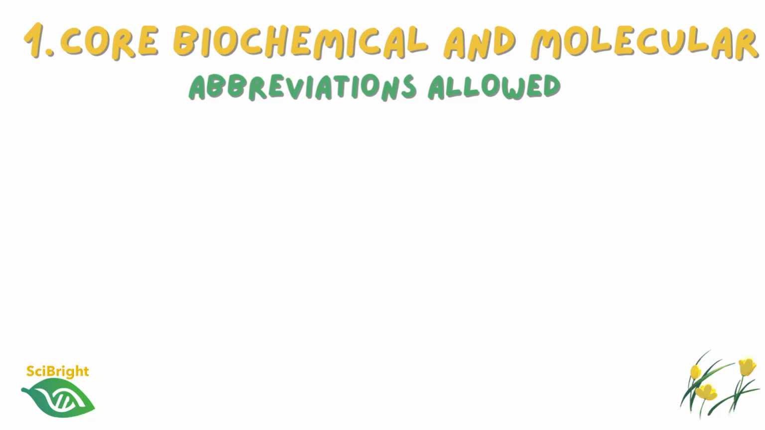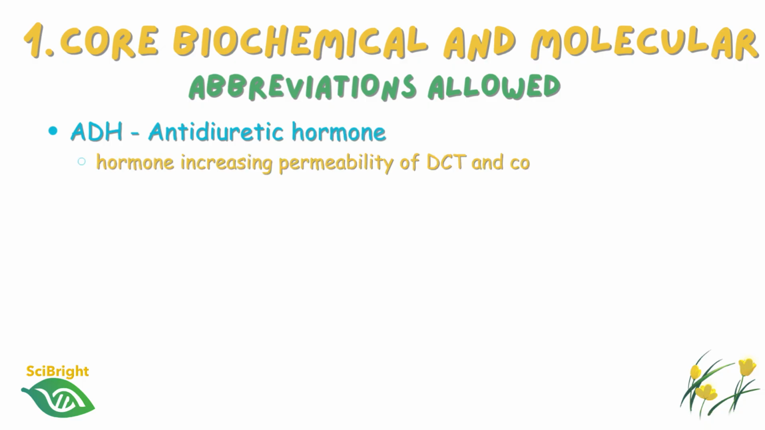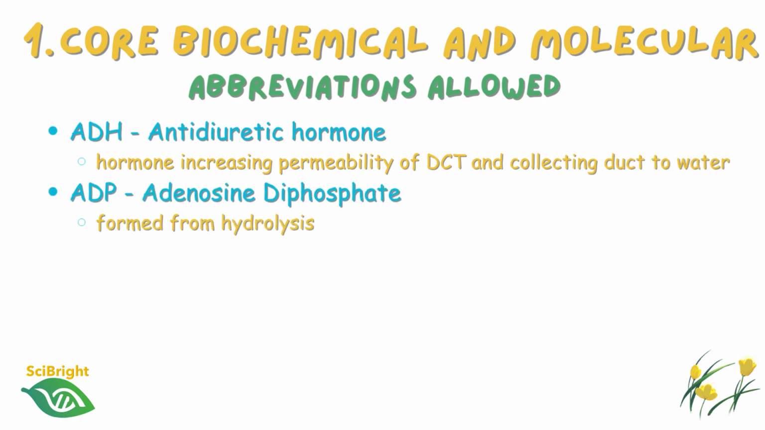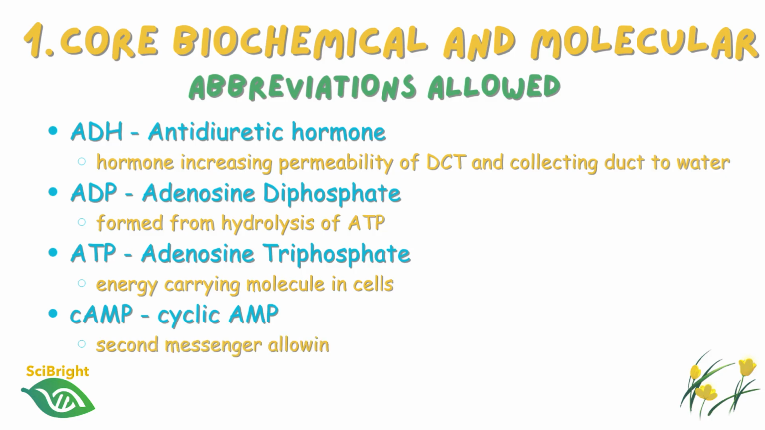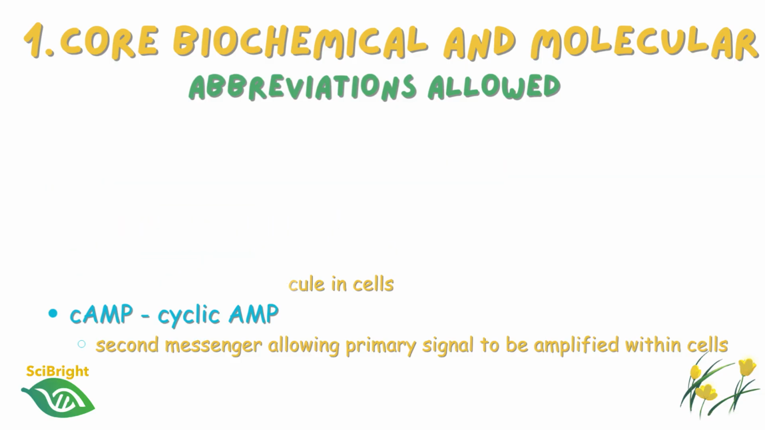Our first group is our core biochemical and molecular abbreviations. We will run through the official abbreviations allowed first, then review some not on the list we should be aware of. ADH can be used for antidiuretic hormone, ADP for adenosine diphosphate, ATP for adenosine triphosphate, and cAMP for cyclic AMP. Make sure you know what each of these molecules do.